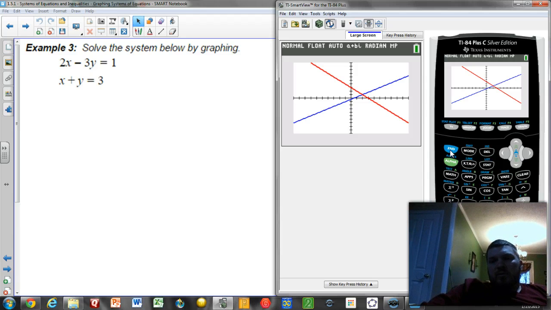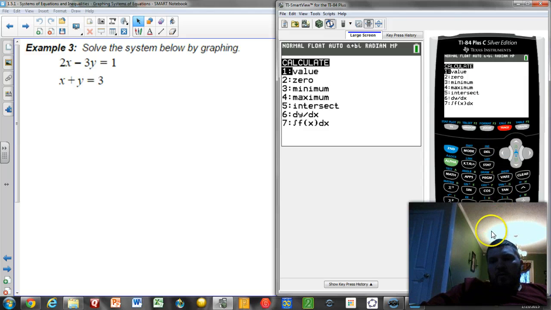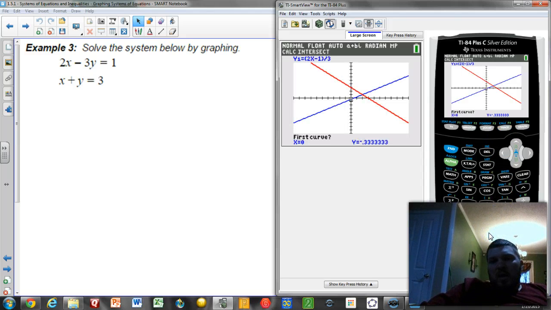To do that, we're going to hit 2nd Calc, option 5 for intersect. And then, as always, first curve we just enter, second curve we just enter. We want to move our cursor as close to that point of intersection as we can using the left and right arrow keys. Once we have our cursor in position, we just hit enter again. And it tells us that our point of intersection is at x equals 2, y equals 1.